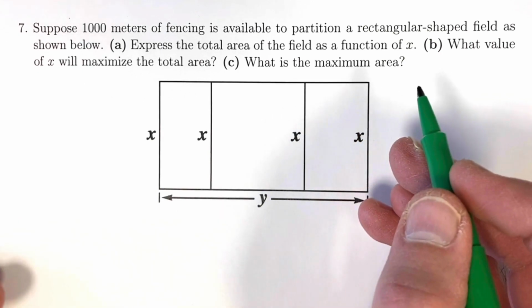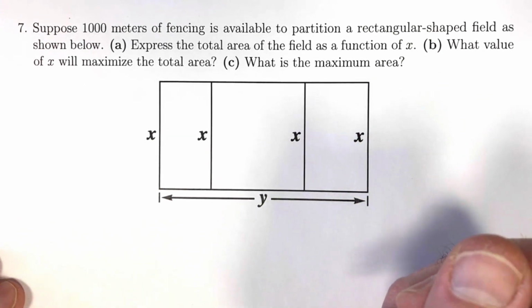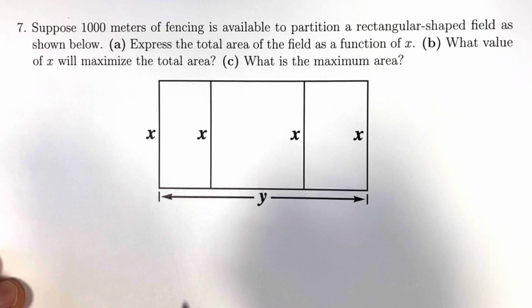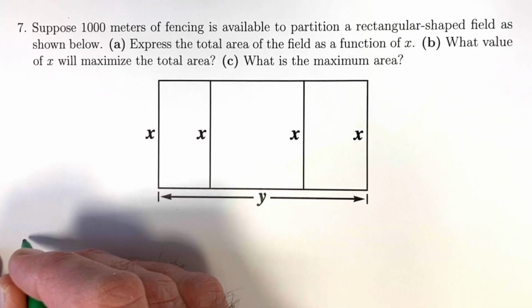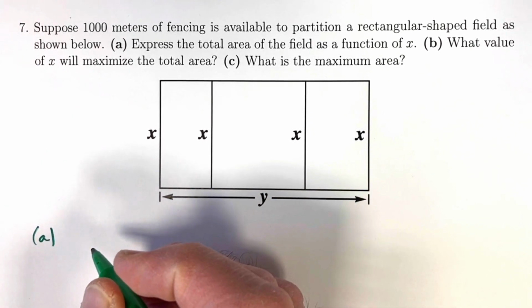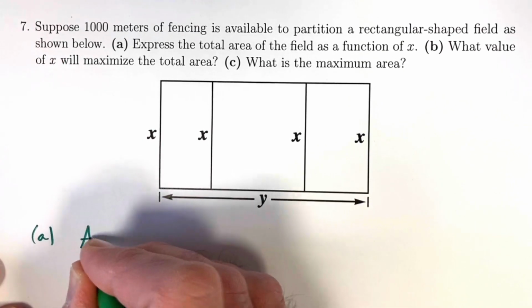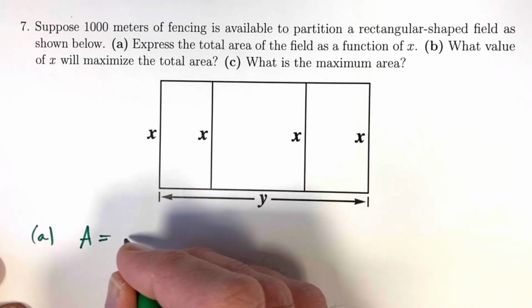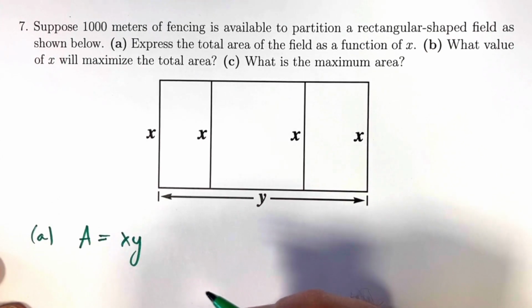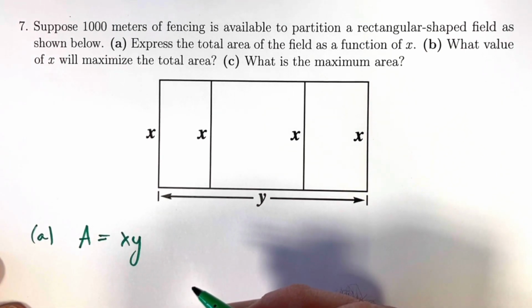And we're not going to use calculus here. We're going to use just plain old algebra to think about this. The function is going to be quadratic. So first we have to express the total area of the field as a function of x. The area of a rectangle is x times y. But we want to get rid of the y. We want to write this just in terms of x. How do you do that?